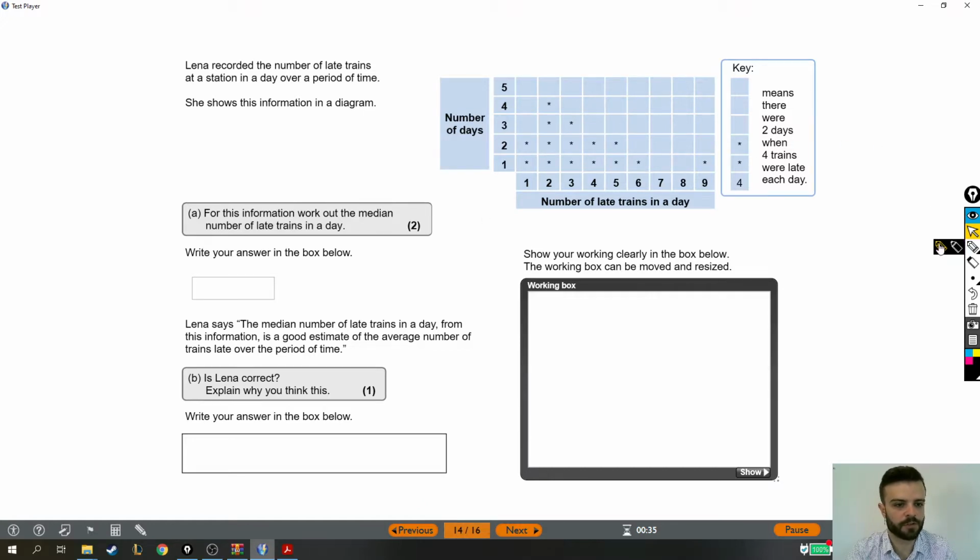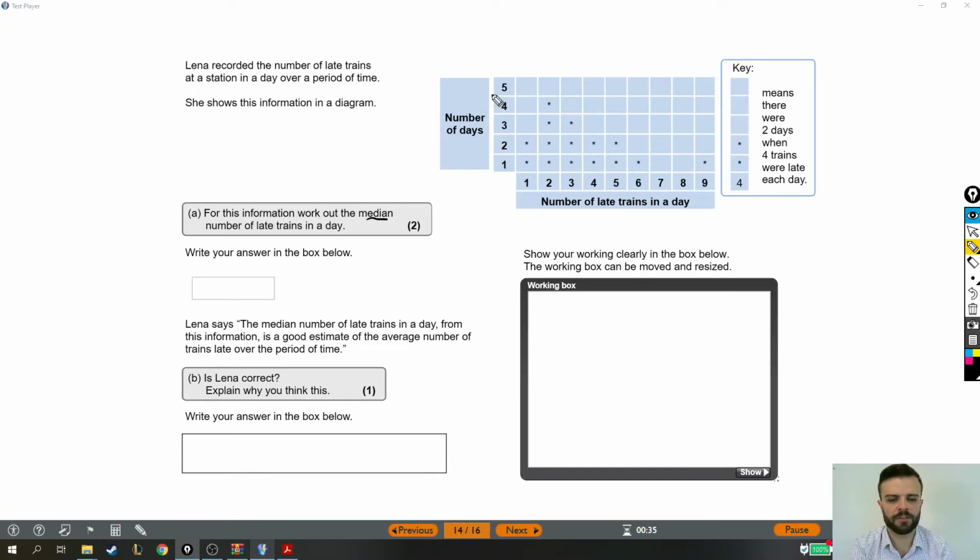Okay, so for this one, we've got a slightly unusual way of representing data that we'll talk about in a minute. Let's just read through the question. Lena recorded the number of late trains at a station in a day over a period of time. She shows this information in a diagram, and then here's the diagram. For this information, work out the median number of late trains in a day. Write your answer in the box below.